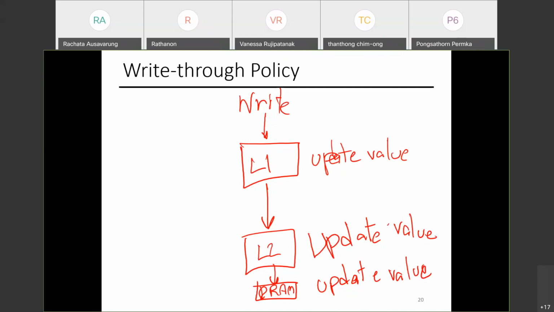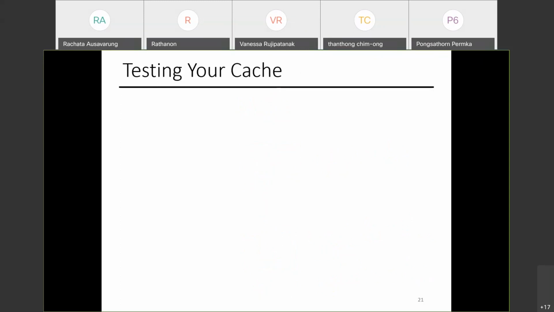Obviously, if you look at this, it wastes so much bandwidth because you need to send all this update downstream to DRAM. But we're not going to talk about it. Let's make it functional for this class.